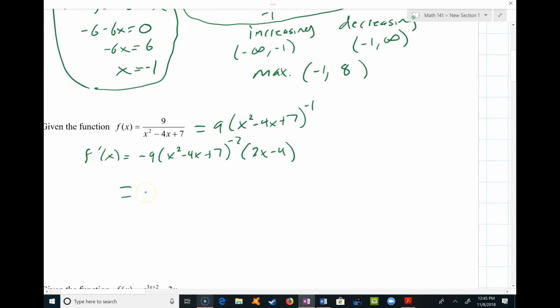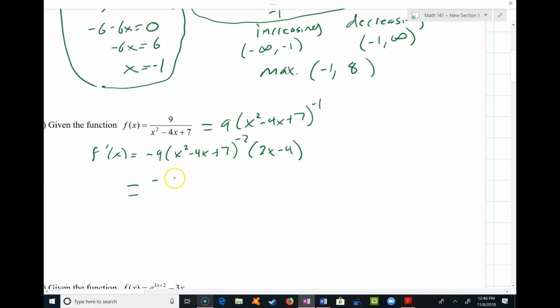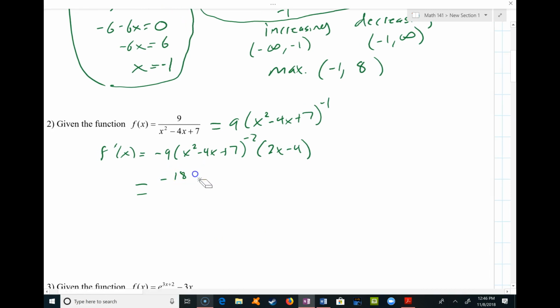So then if I simplify that a little bit, that would be negative 18x plus 36, because I'm multiplying the negative 9 through here, on top, and I have an x squared minus 4x plus 7 squared on the bottom.